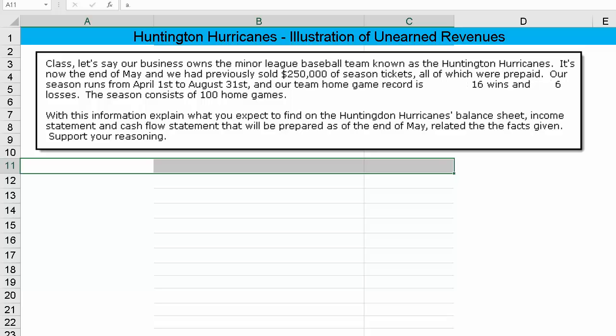Okay, let's explore the Huntingdon Hurricanes, and this will illustrate unearned revenues. Now I'll read what you see on your screen. Class, let's say our business owns the minor league baseball team known as the Huntingdon Hurricanes.